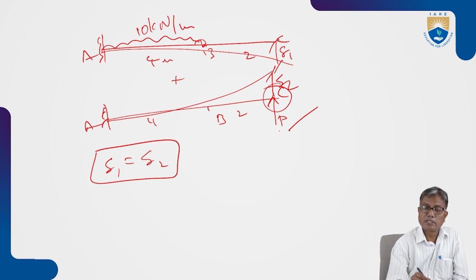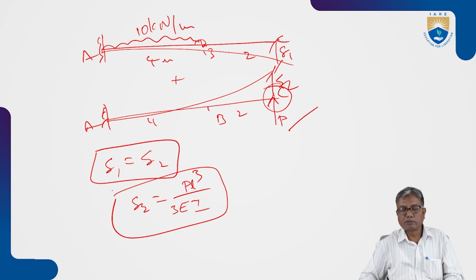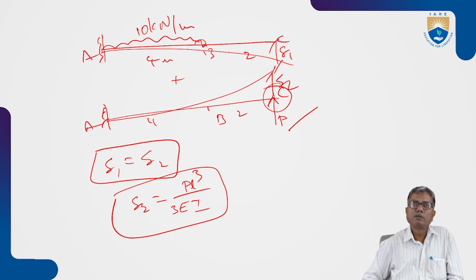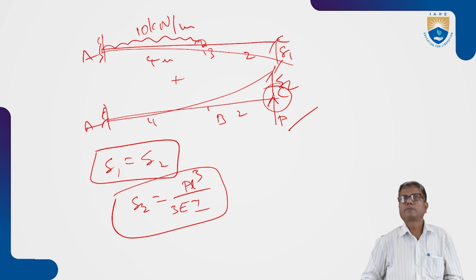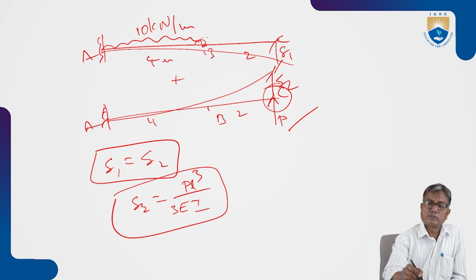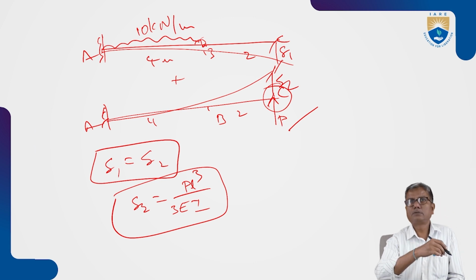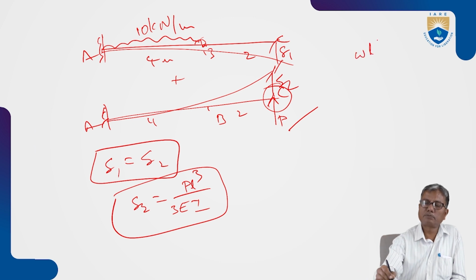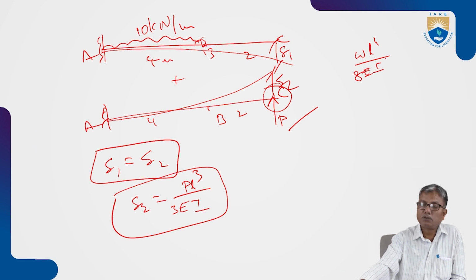Delta 2 can directly be obtained as PL cube by 3EI. These are the standard cases. We need to remember this: the deflection at the free end due to the point force acting at the free end, and also the deflection at C due to UDL acting over the entire span, which is WL power 4 by 8EI. But here the load is not acting up to C. So how to find this?